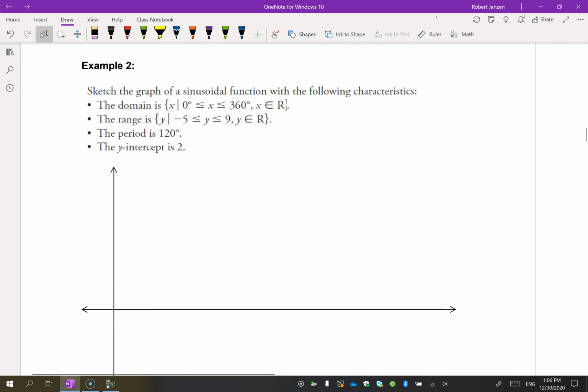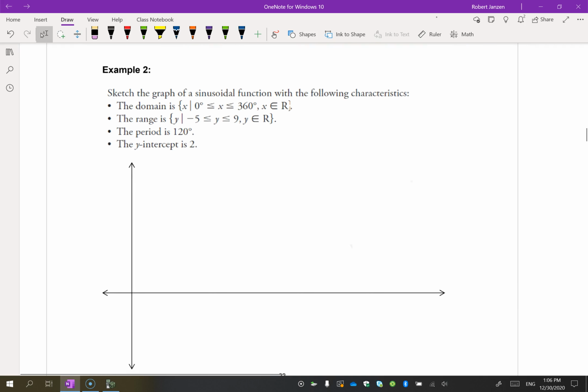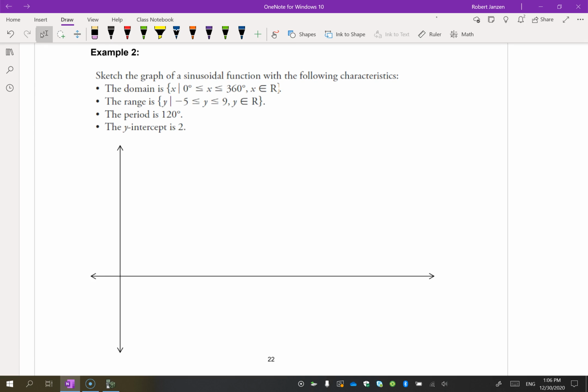Let's try another one. This one's going to be backwards. So we're given the characteristics and we're supposed to draw a sketch. So it says the domain is from 0 to 360. So let's put 360 in here and then we'll already divide it up. Okay, I should know some of these divisions. I know 90, 180, 270.